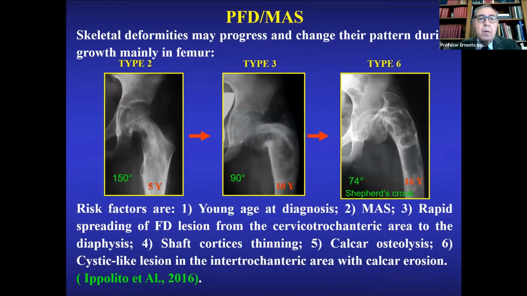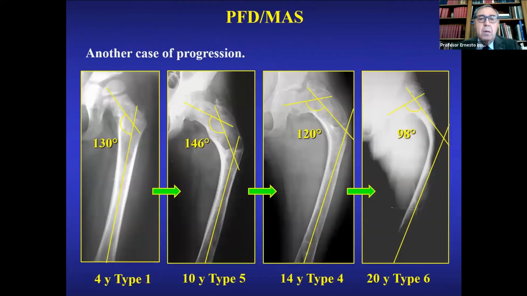Skeletal deformities may progress and change their pattern during growth, mainly in femur, as you can see here, and risk factors are young age diagnosis, McCune-Albright syndrome, rapid spreading of fibrous dysplasia lesion from the cervicotrochanteric area to the diaphysis, shaft cortices thinning, calcar osteolysis, and cystic-like lesion in the intertrochanteric area with calcar erosion. And you can see here another case of typical progression.